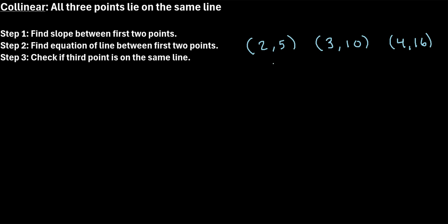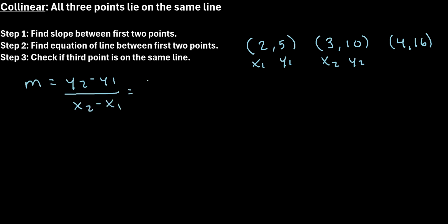All right, let's try one more example. Let's say we have these 3 points and we want to know if they're collinear. Well, the first step is to find the slope between the first 2 points. Again, we'll label this x1, y1, and we'll label these points x2, y2. So we can calculate the slope m as y2 minus y1 over x2 minus x1. That would be 10 minus 5 over 3 minus 2. 10 minus 5 is 5. 3 minus 2 is 1. So 5 over 1 is just 5. So the slope is 5.